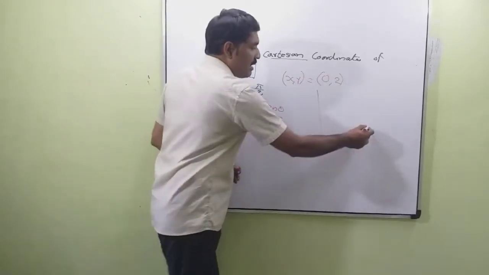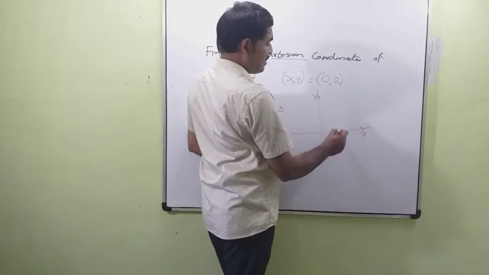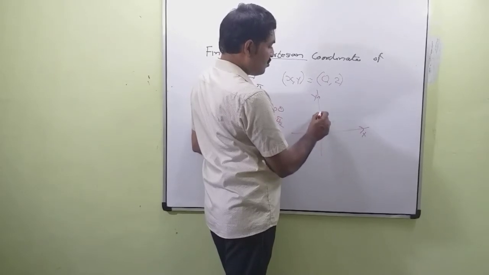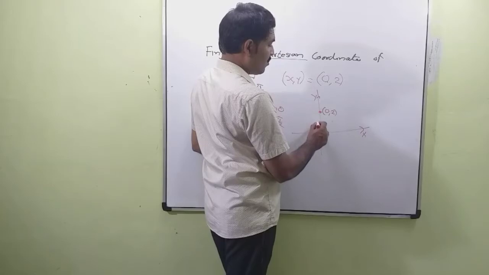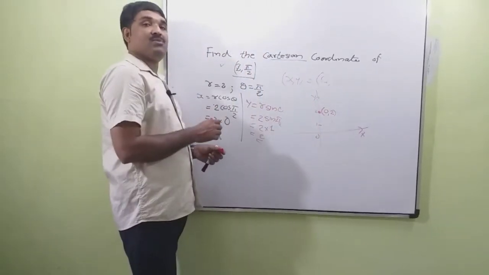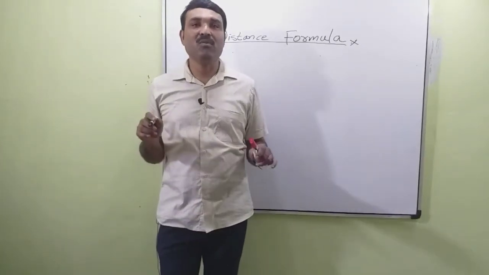So the point in xy plane, this is our x-axis and y-axis. X coordinate is equal to 0 and y coordinate is equal to 2. So this is the point (0, 2). This is 0, 1, 2. So this point represents (2, pi by 2). Okay. Now let us discuss distance formula.